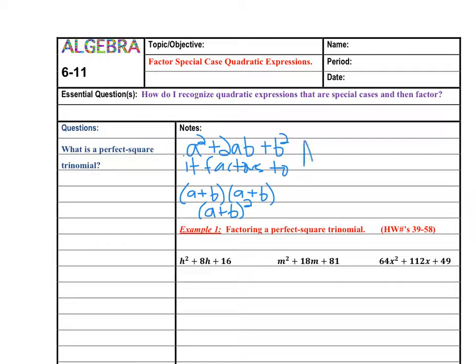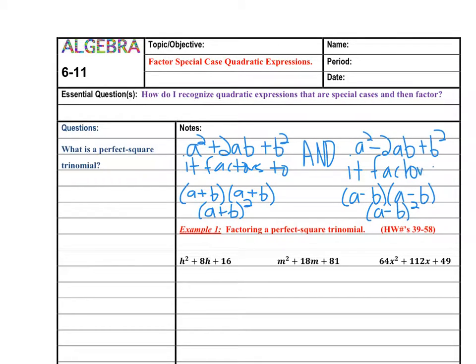There's another one. The other one that it could factor to is a minus b squared, which would be the same thing as a minus b times a minus b. And the way it would look at the beginning would be a squared minus 2ab plus b squared. So if you see something that is in that form at the beginning, then it automatically will factor to a minus b times a minus b, or a minus b squared.